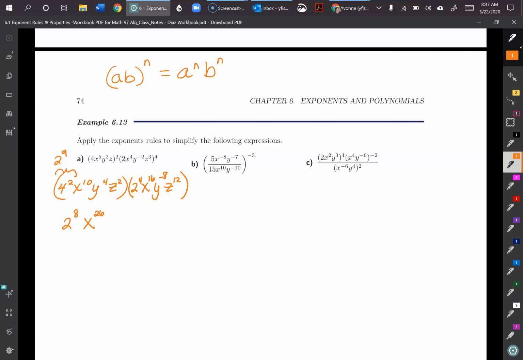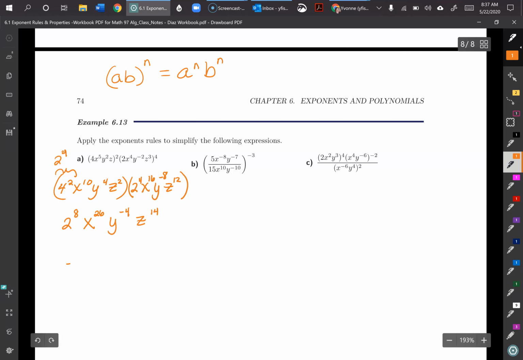Then I have y to the 4th times y to the negative 8. So that's going to be 4 plus negative 8. So be careful of that. Don't do a double negative there because it's not underneath. So 4 minus 8 is going to be y to the negative 4. Just leave it that way for now. Then I have my z, and I have it squared and then a 12. So add the exponents. I get 14.